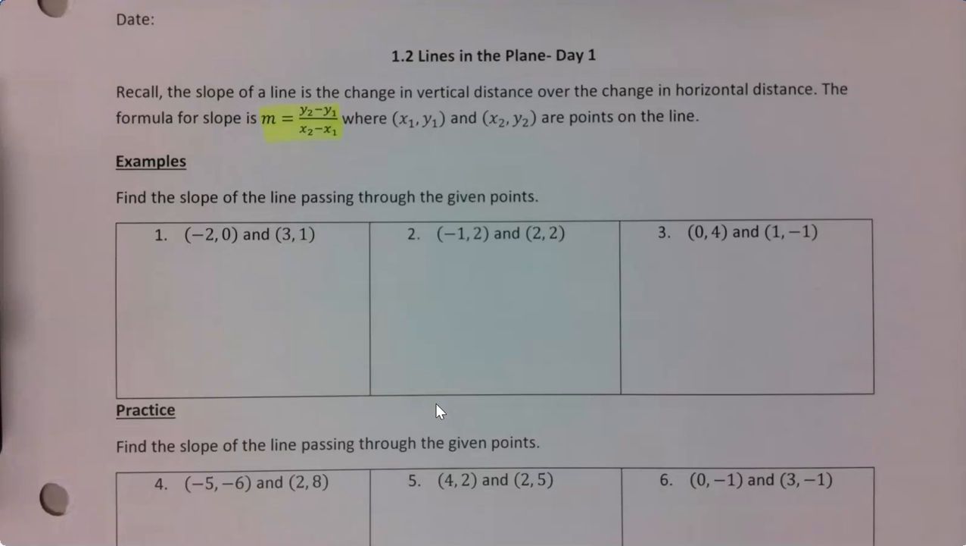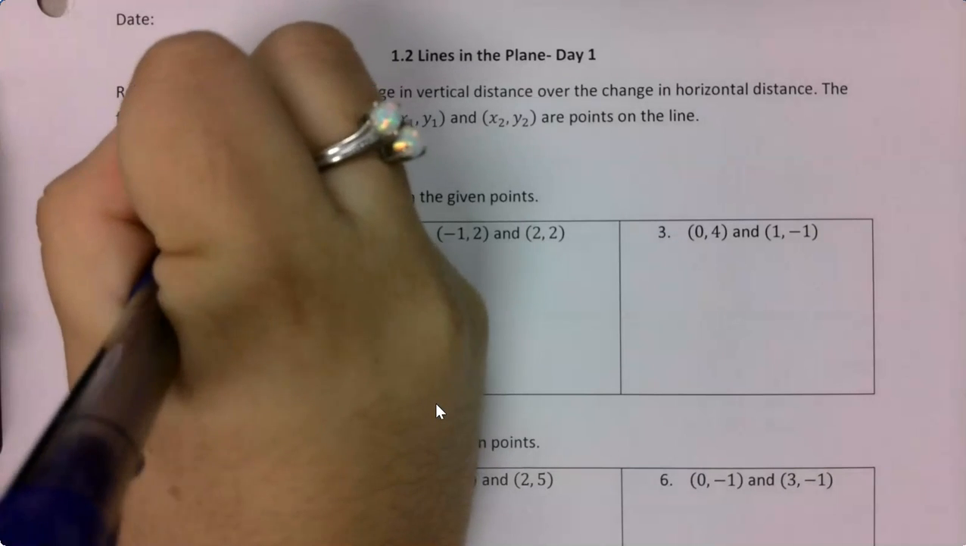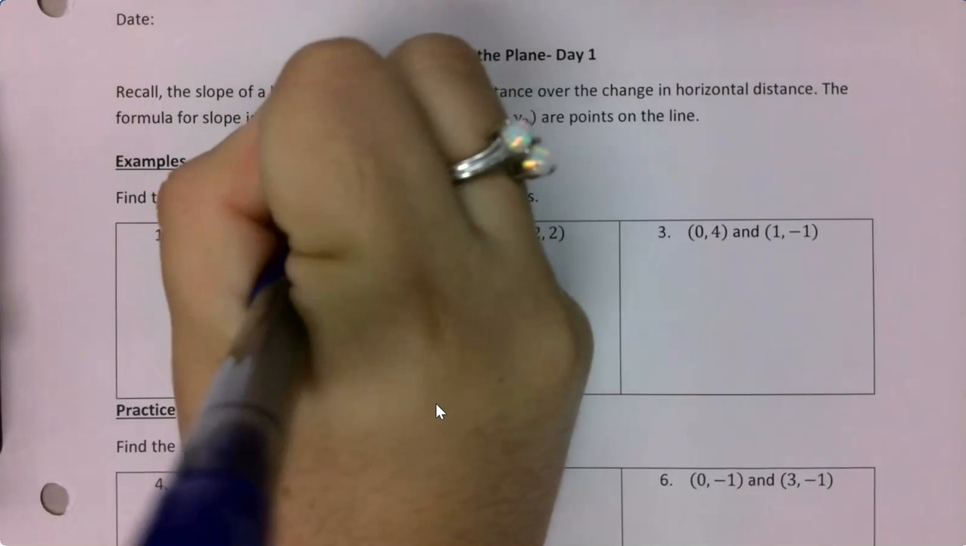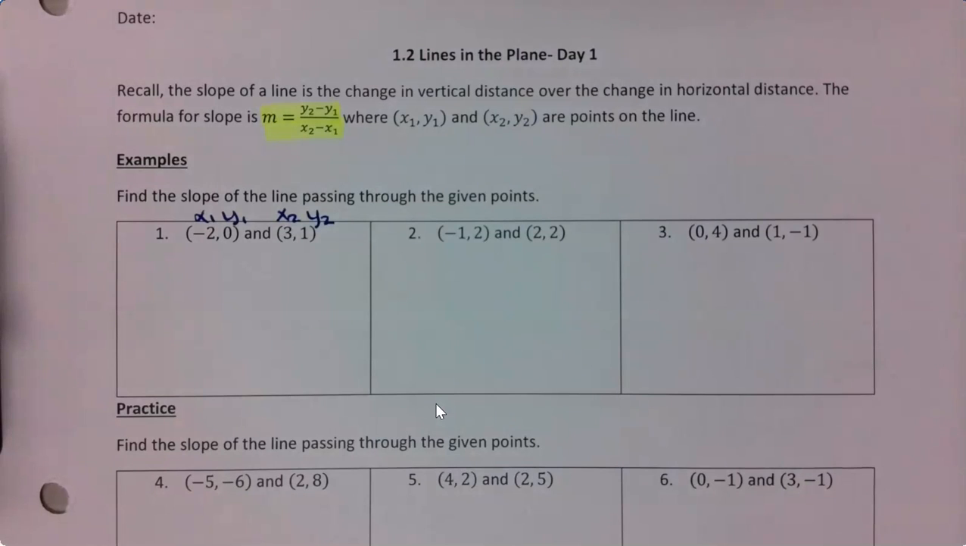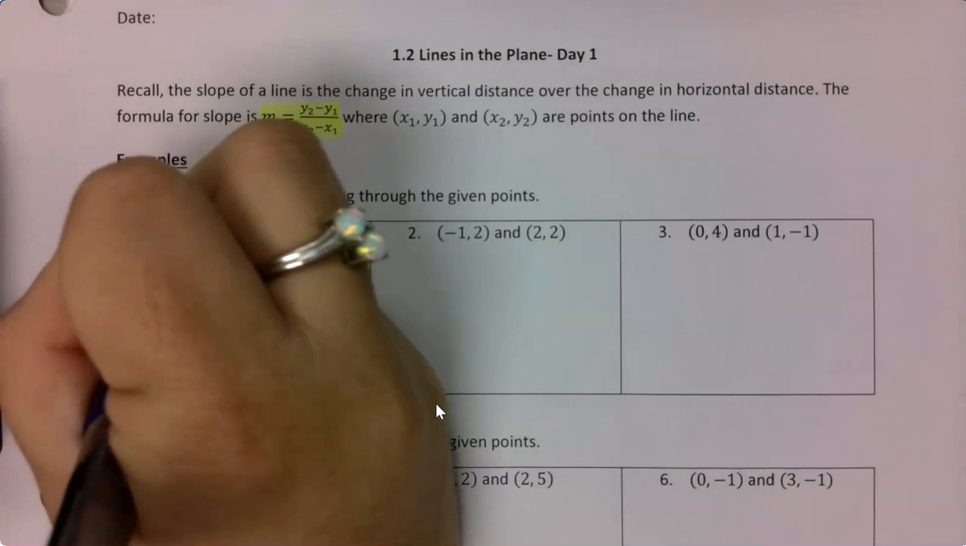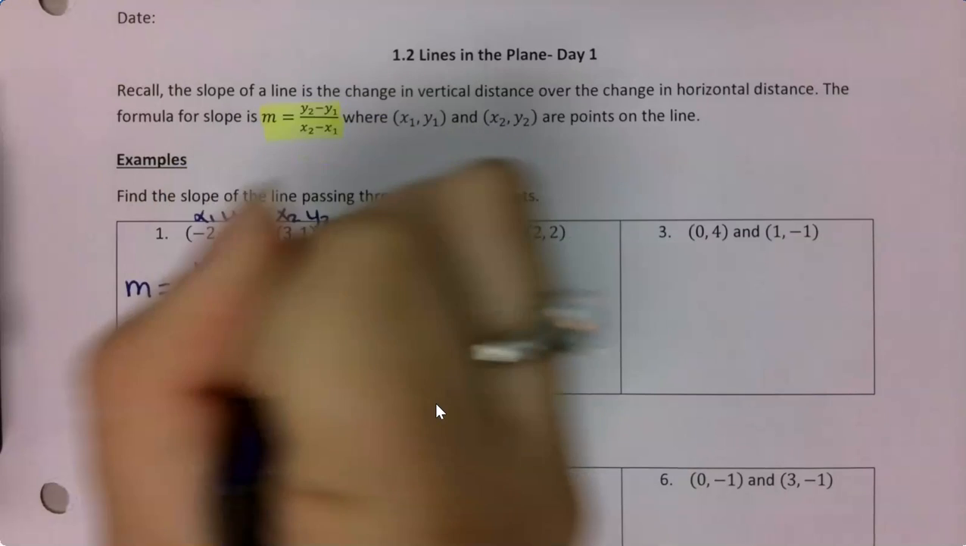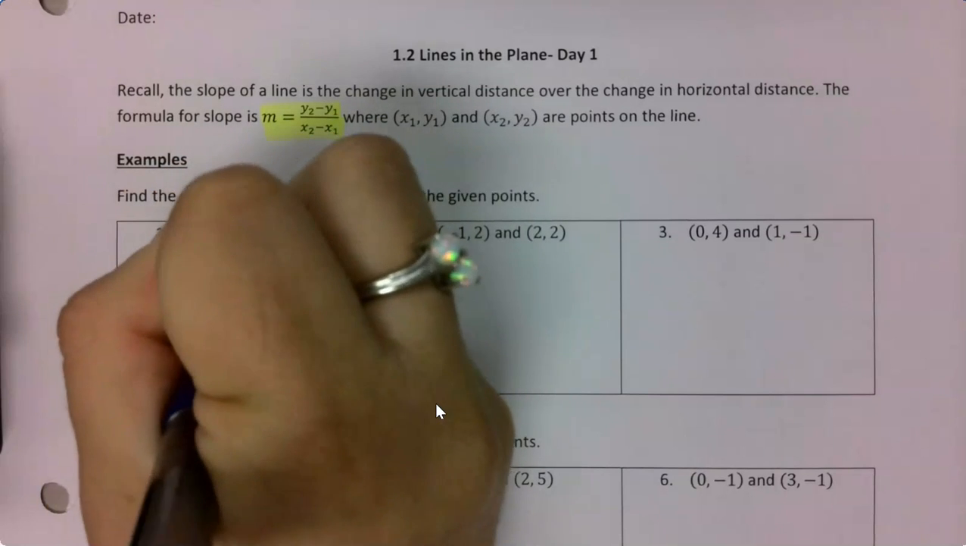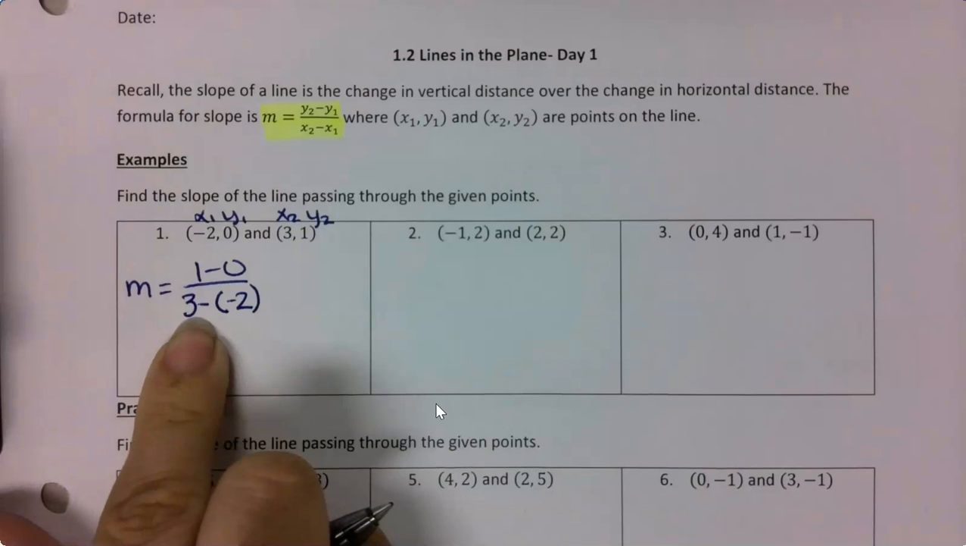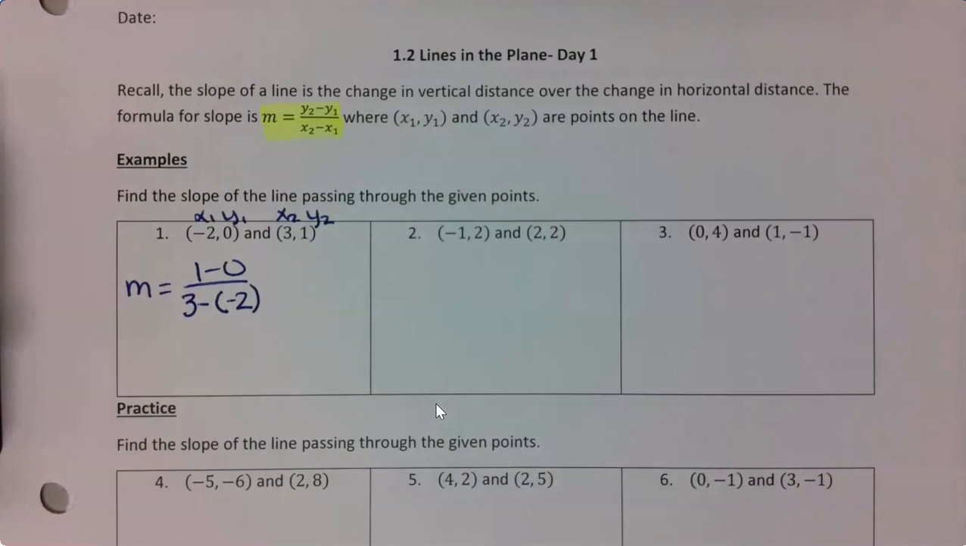So for the first few examples, it just wants me to find the slope of the line given the 2 points. I'm going to label them x1, y1 and x2, y2. Okay, and then I'm going to plug into the slope formula. So I'm going to do 1 minus 0 over 3 minus negative 2. The first minus is from the formula. The second minus is because the 2 is negative.